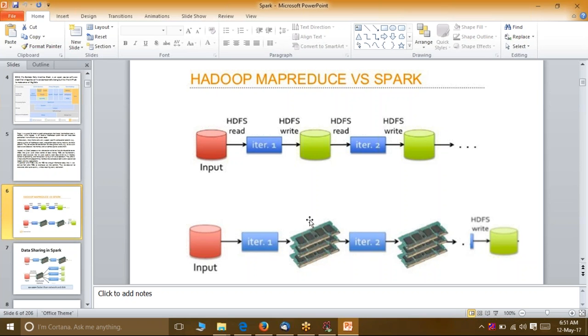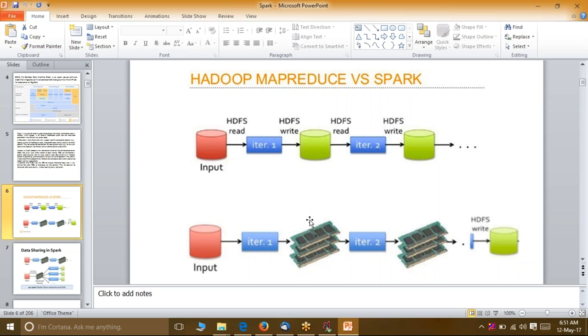So, depending on the need, not every case, wherever processing is there, we don't apply Spark. That is what I want to make clear to you. Don't think that it is giving you in-memory computing or processing capabilities, and as a result, every job execution we do with Spark. No.